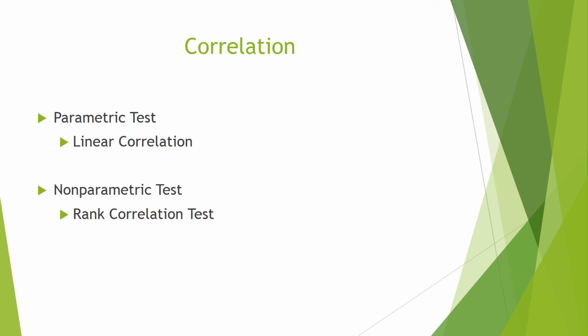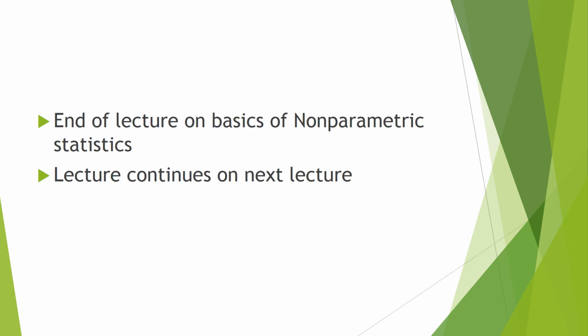For correlation, there's a parametric test known as linear correlation. We saw that when we did the Pearson product moment correlation coefficient in chapter 10. And in non-parametric tests, there's a rank correlation test. I'm not going to cover that at all in this class, but it is covered in more advanced statistics. That's the lecture on the basics of non-parametric statistics. We're going to continue this lecture in the next lecture slide, so we'll move on to some specific non-parametric tests in the next lecture.